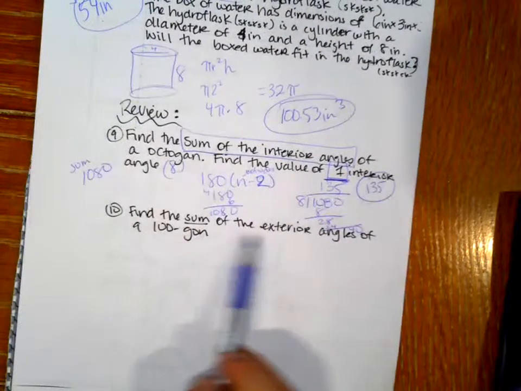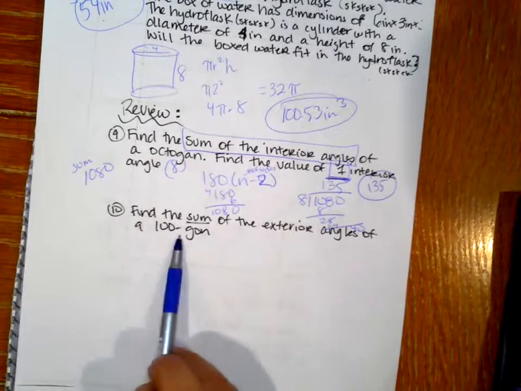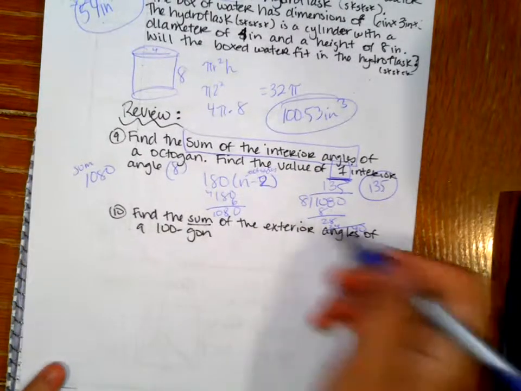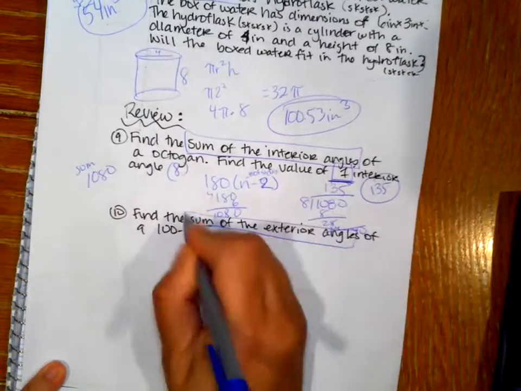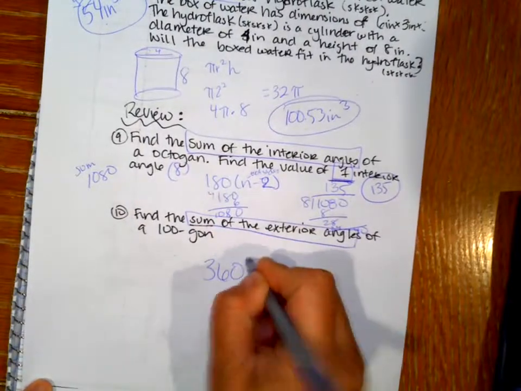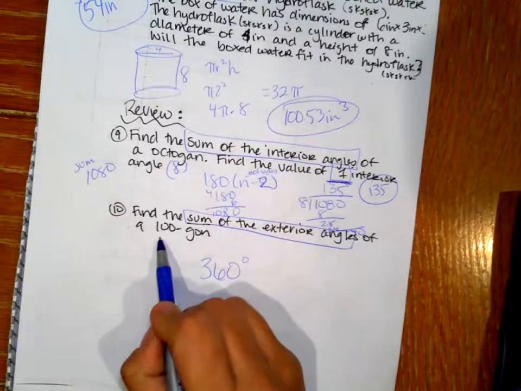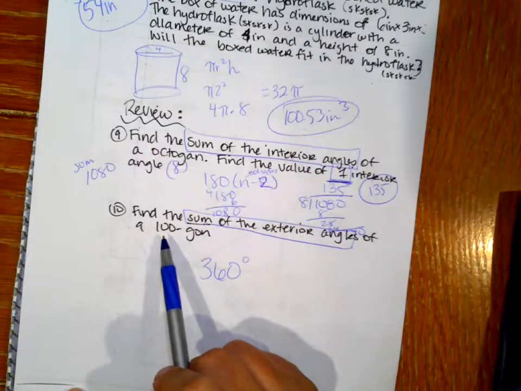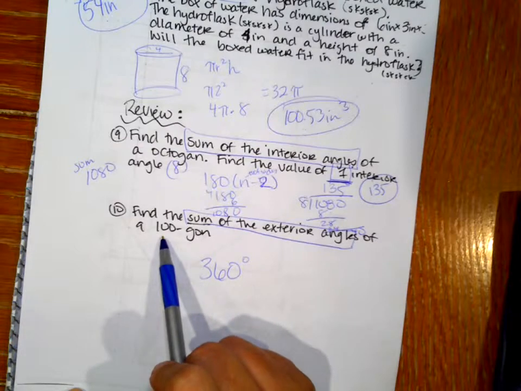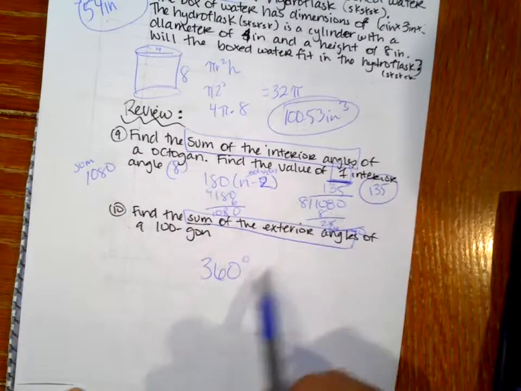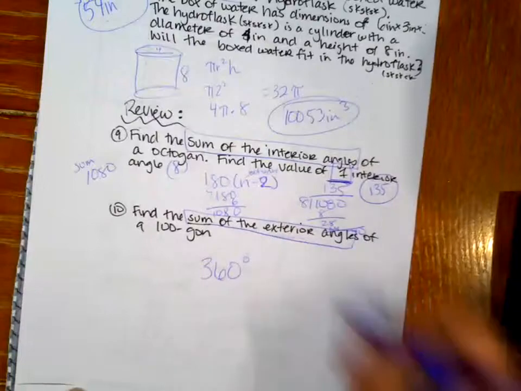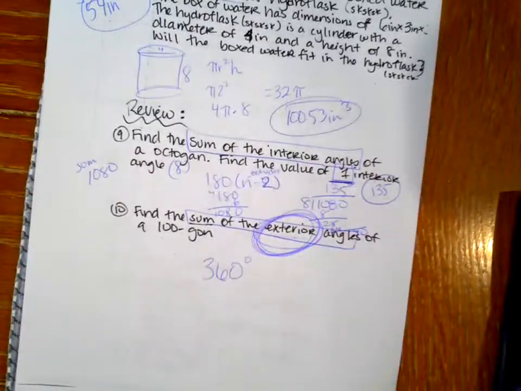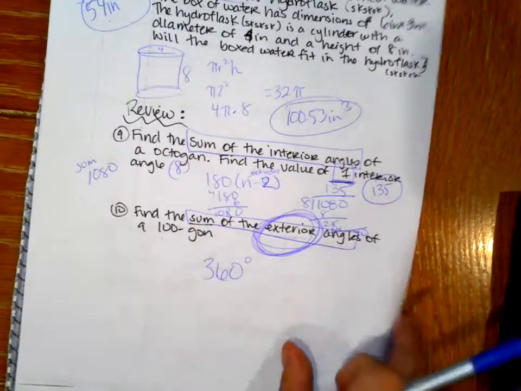Find the sum of the exterior angles of a hexagon. All right, again, these are kind of like trick questions. They want the sum of the exterior angles. It's always 360 degrees. It doesn't matter what that number is. It could be a triangle, a quadrilateral, a pentagon, an octagon, it can be a hundredgon, and the sum of the exterior angles, that's their keyword right there, exterior, 360 degrees. Don't get fooled.